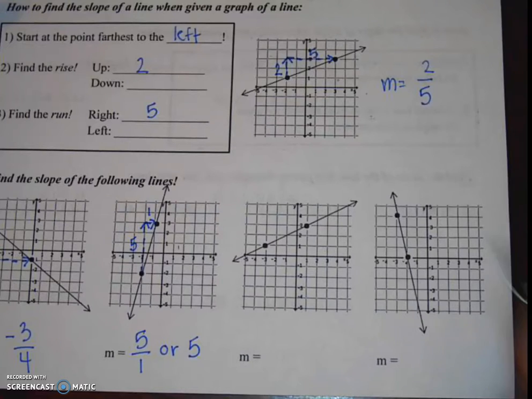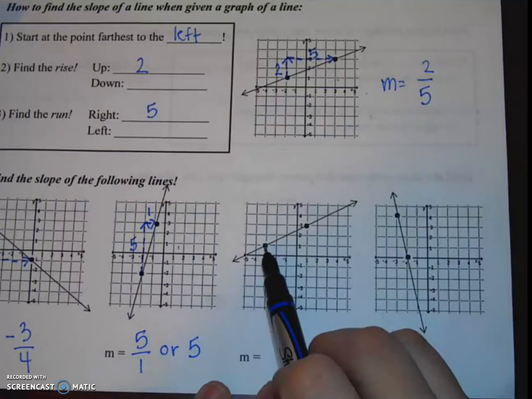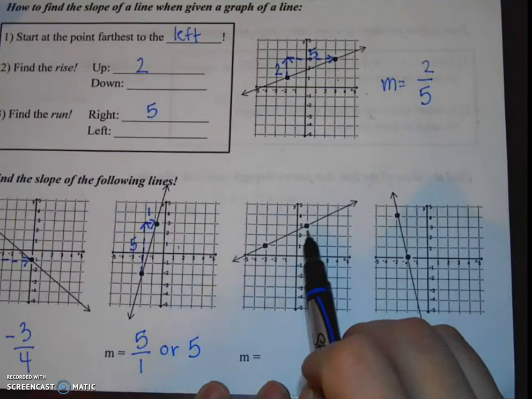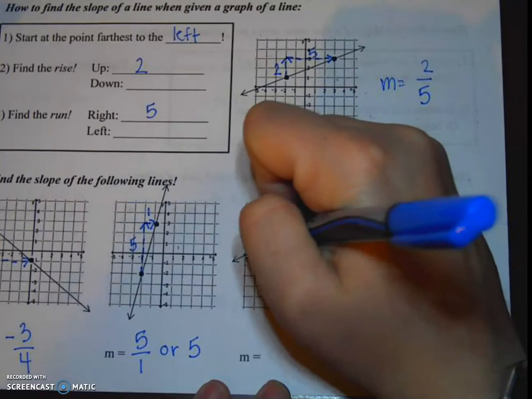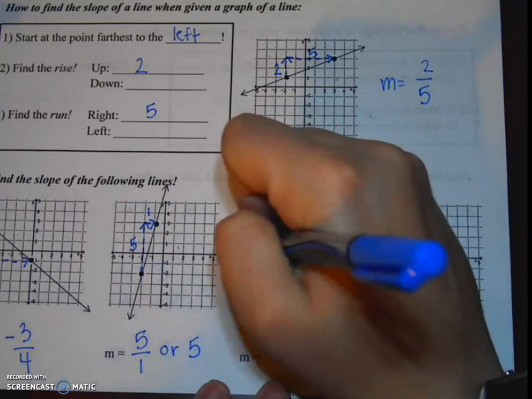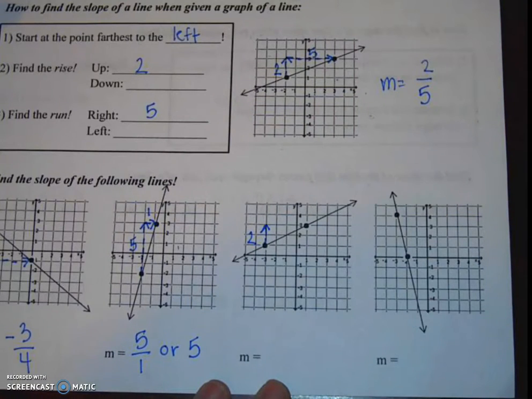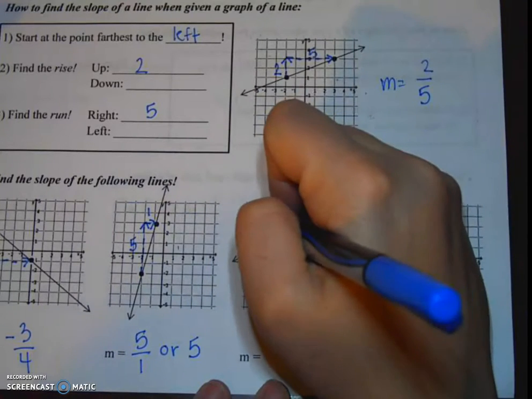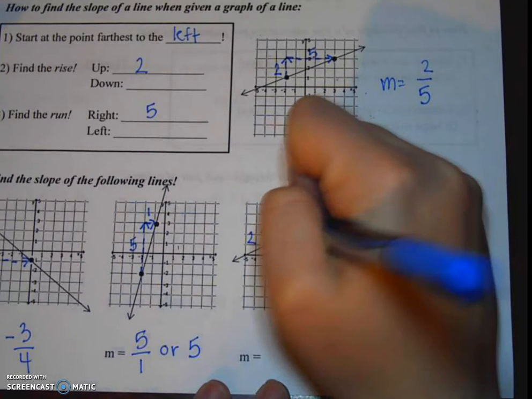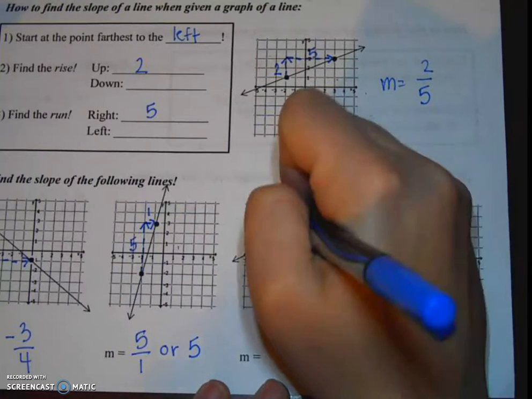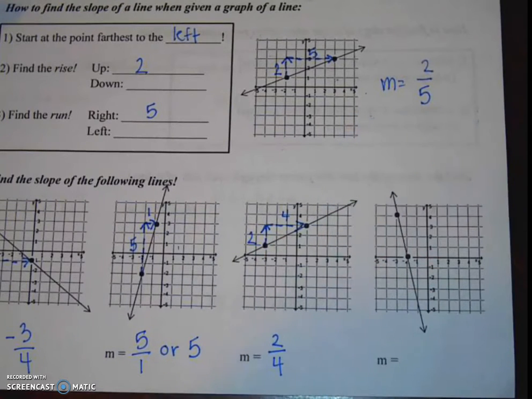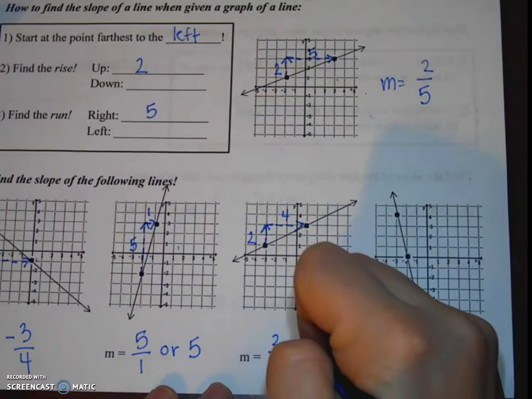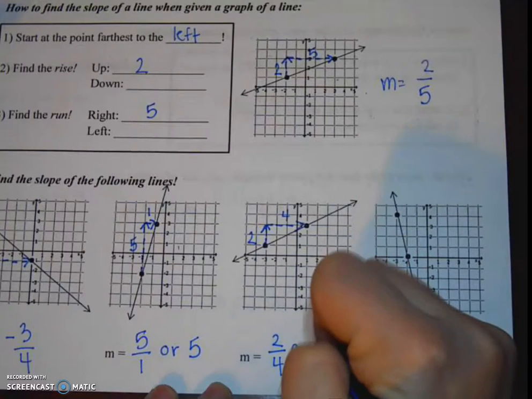Okay, so let's look. Our furthest point to the left, we're going to have to go up to go to our next point. So we're going to go up 1, 2 boxes. So that's 2. Then we're going to go to the right, 1, 2, 3, 4 boxes. So that's 2 over 4. But can I leave it as 2 over 4? No, I need to simplify it. So it's 2 over 4 or 1/2.